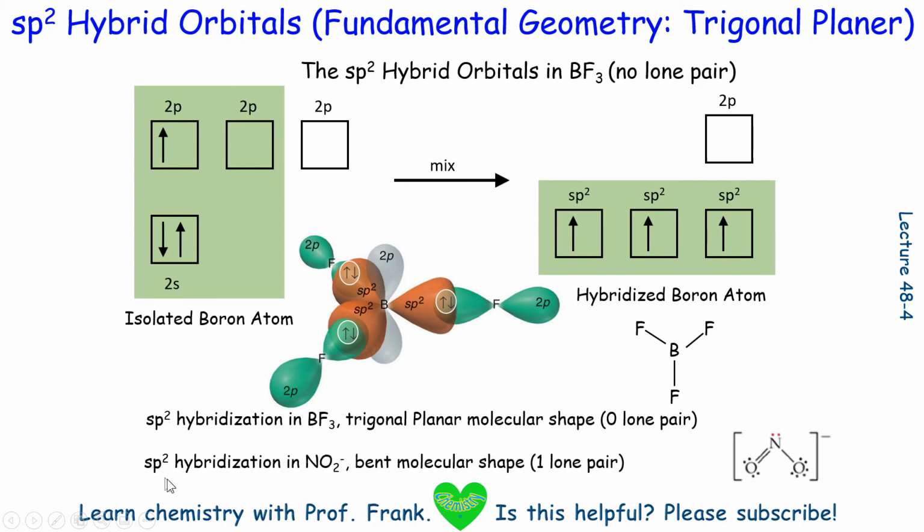Another example for sp2 hybridization can be found in nitride ion. Because the central atom has one lone pair there, even though the fundamental geometry is still trigonal planar, the molecular geometry, or the ion's geometry, is actually bent shape.